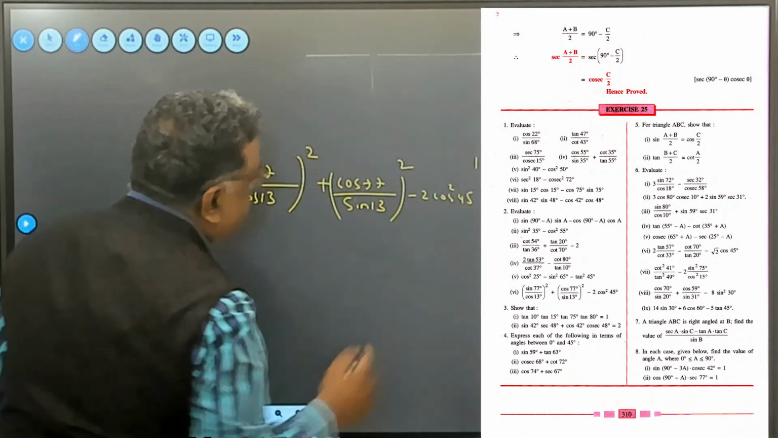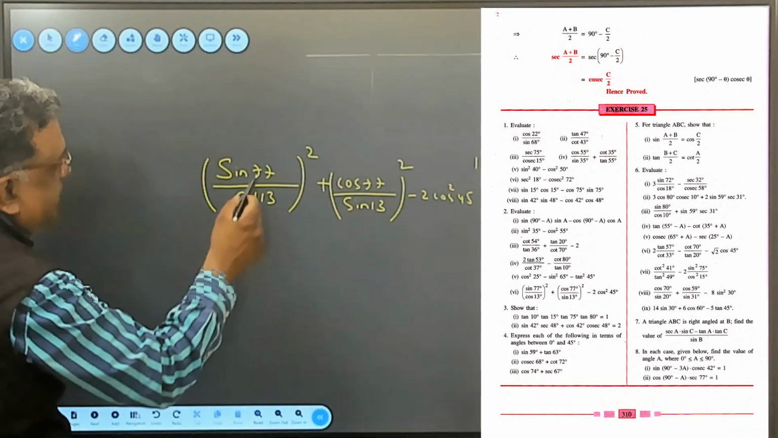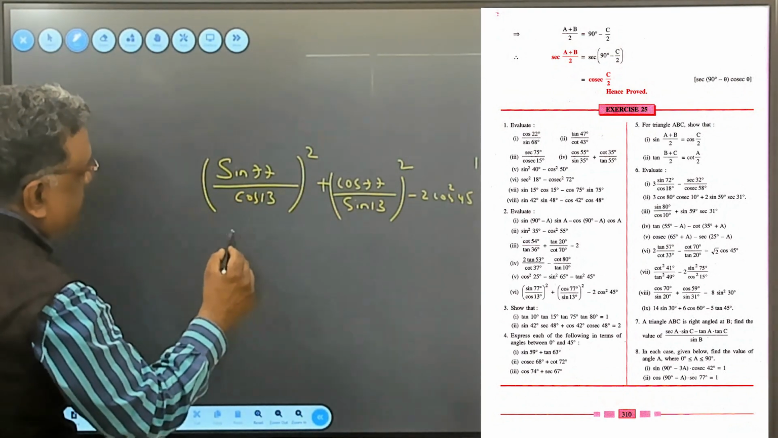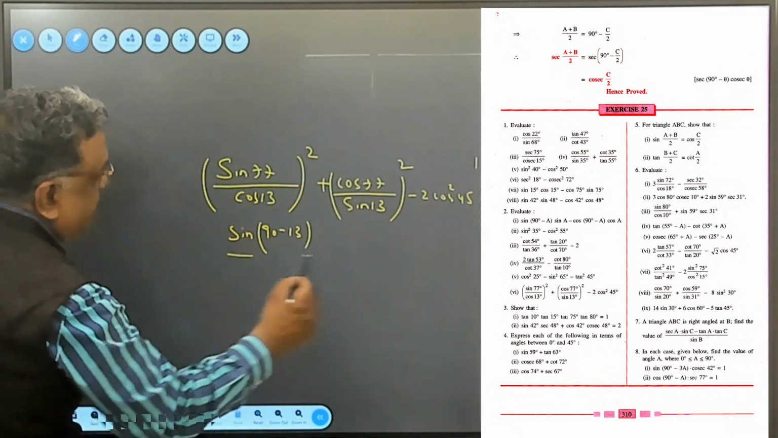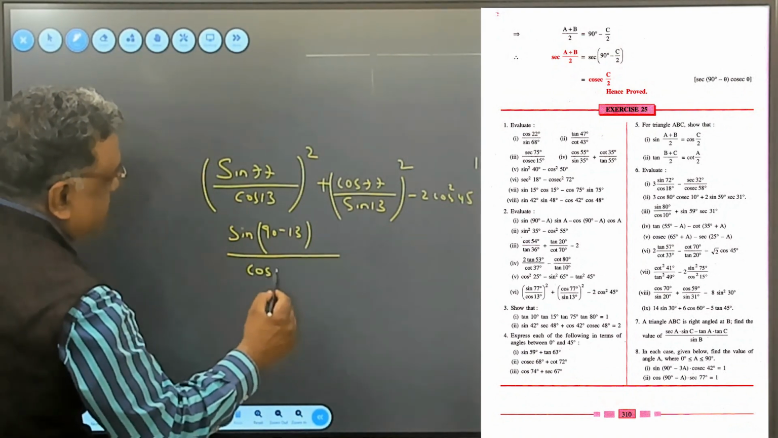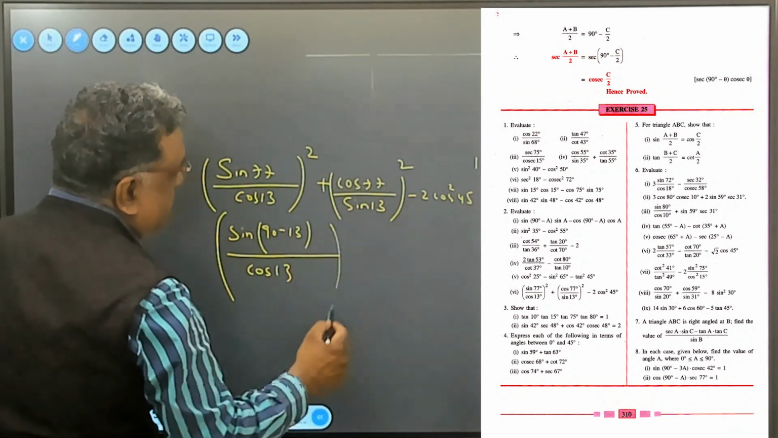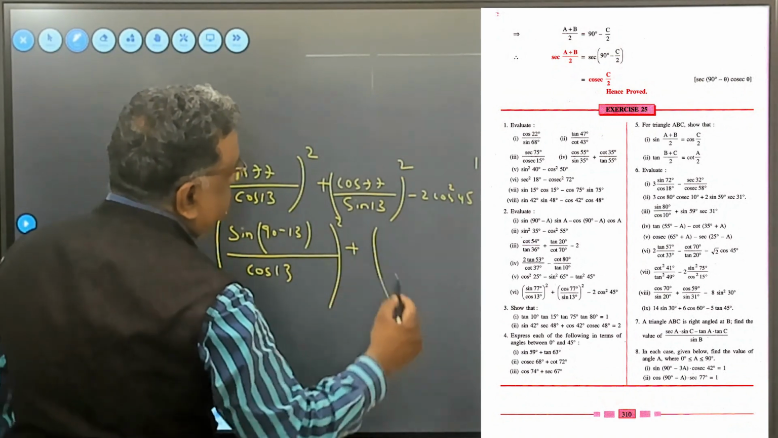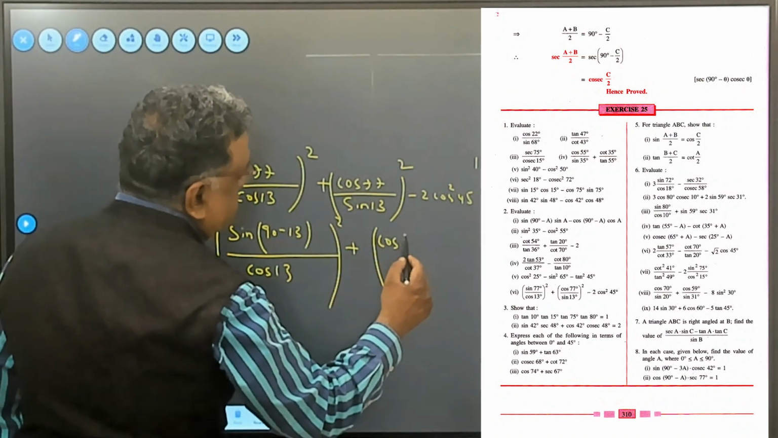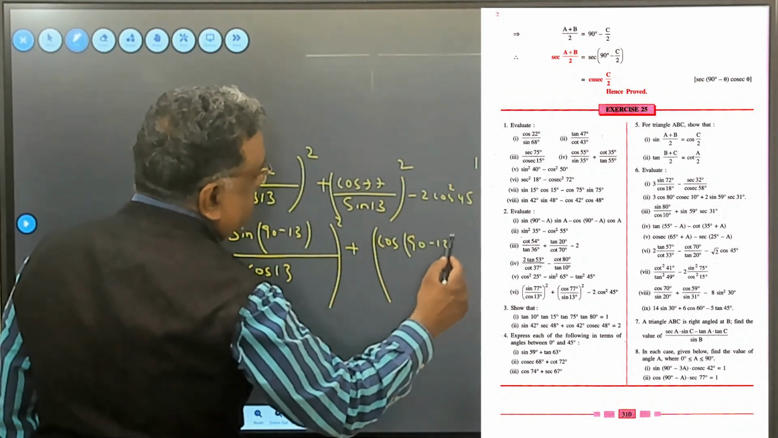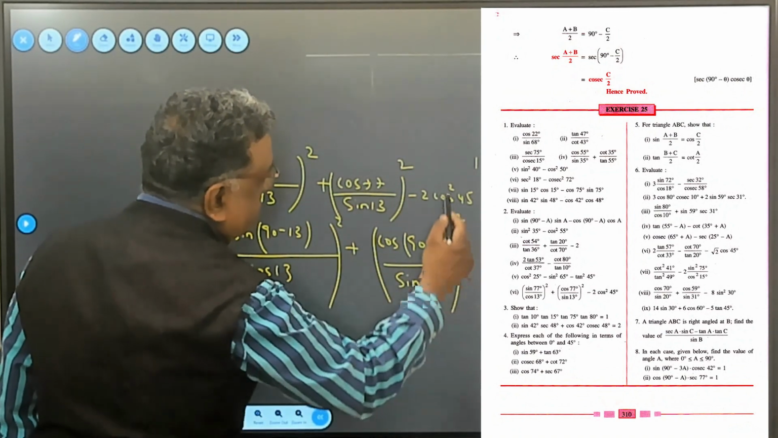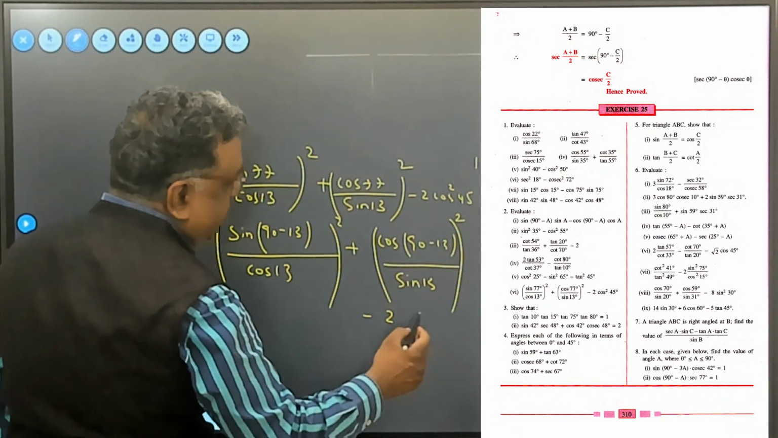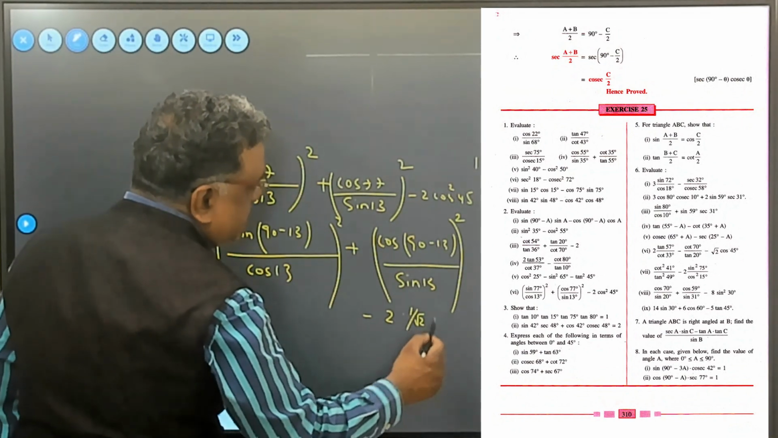So 77 plus 13 is 90. So I will write 77 as 90 minus 13, sine 90 minus 13. This I will keep as cos 13 only. This I will keep as cos 90 minus 13. And here sine 13 the whole square, minus 2 cos square 45. 45 is 1 upon root 2, so cos square 45 will be 1 upon root 2 the whole square.